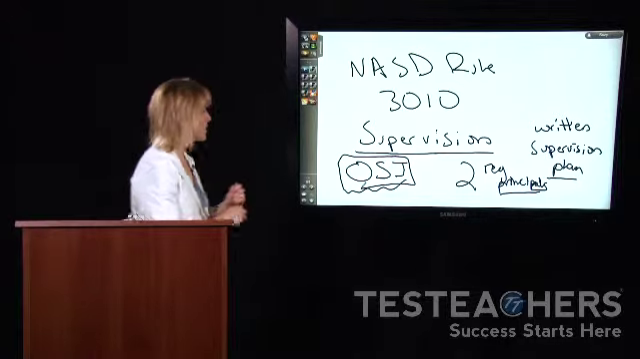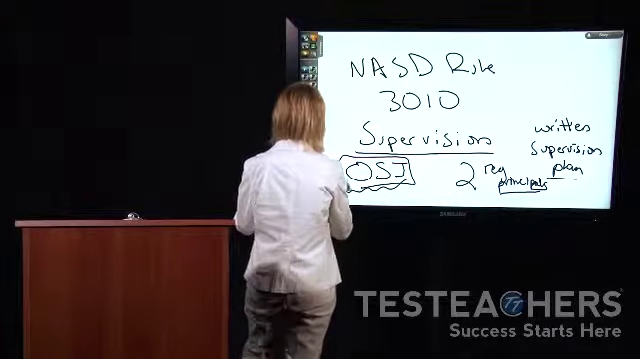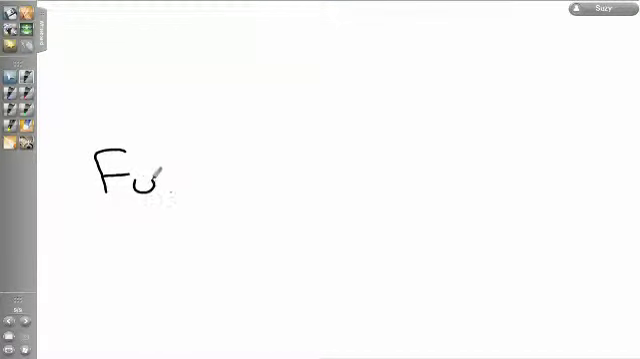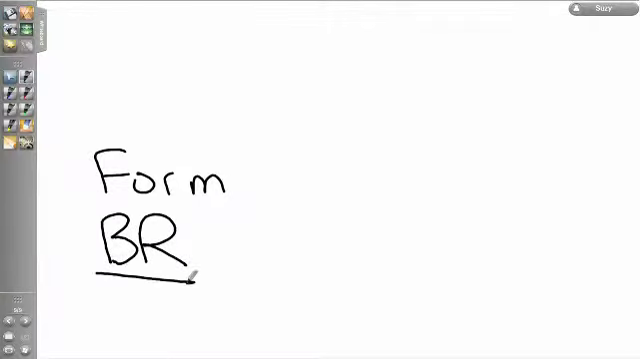So all branch offices must be registered. So the Form BD is to register the firm. So to register the branch office, it's not Form BO. It's a Form BR, Uniform Branch Office Registration Form.